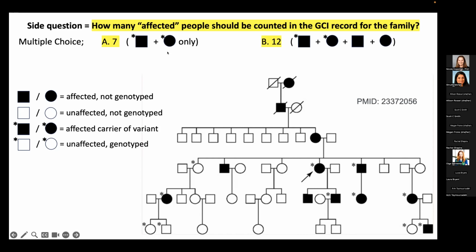I won't quiz you with this because this is one of those questions that actually does have a right answer. So I don't want to put anybody on the spot. But the answer is A, right? We only want to focus on segregation evidence. The affected folks that we're interested in are the ones that have been genotyped, right? So you would count 7, at least I count 7 in this figure.